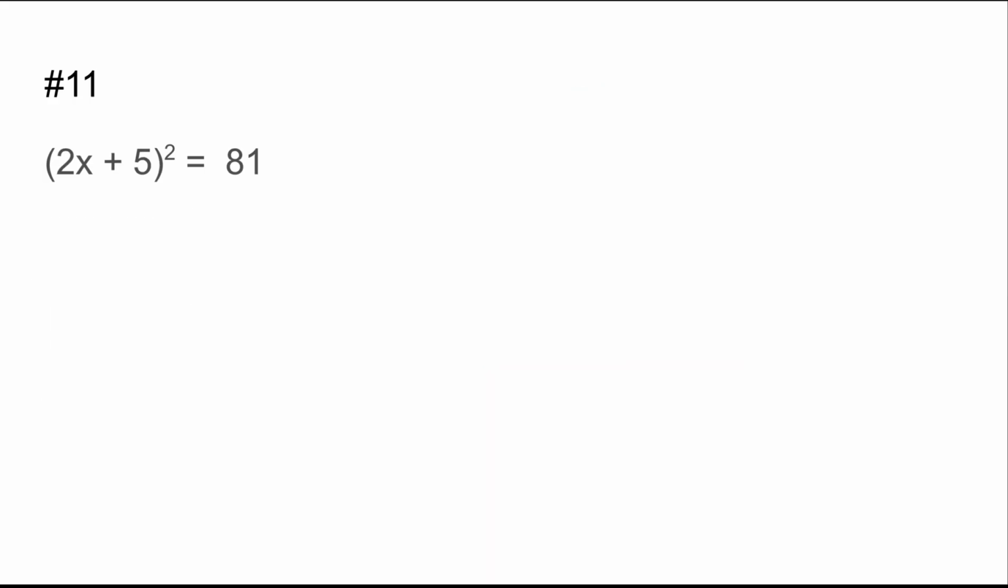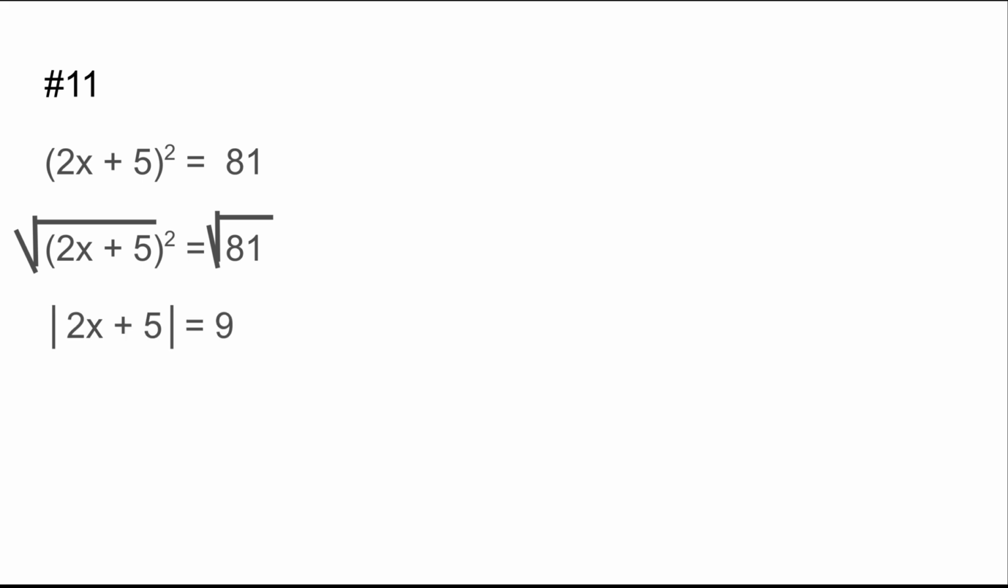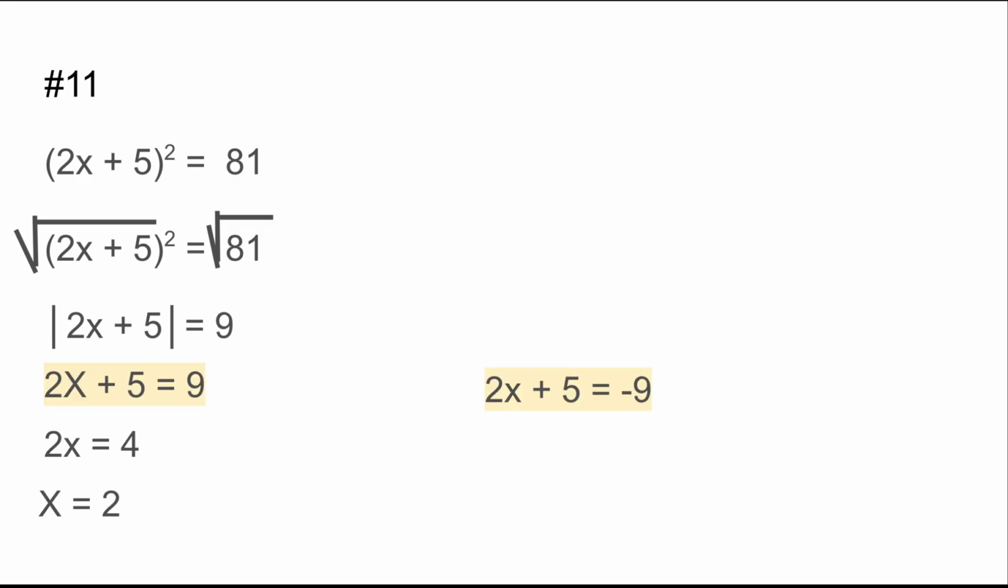Number 11. Ooh, I am going to have an easy time this time. Well, not easier. It's just one less kind of keystroke in our calculator later. This is going to end up a nice even 9. So the absolute value of 2x + 5 equals 9. Rewrite this equaling positive 9 and negative 9 later. Okay, so we will subtract 5 from both sides, and we get 2x equals 4. Divided by 2, x equals 2.